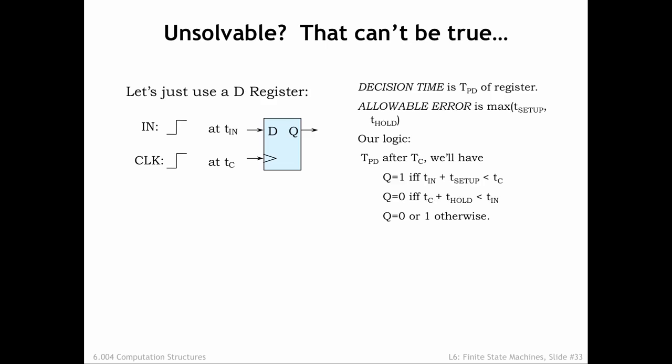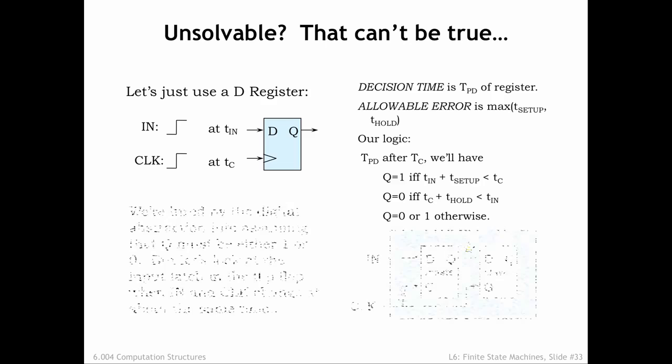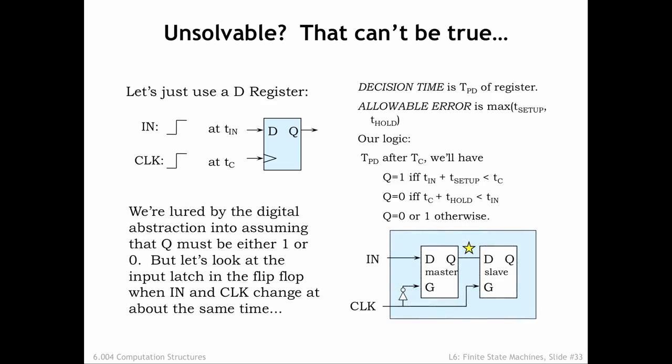If in transitions during the setup and hold times with respect to the rising edge of clock, we know we've violated the dynamic discipline, and we can't tell whether the register will store a 0 or a 1. But in this case, our specification lets us produce either answer, so we're good to go, right? Sadly, we're not good to go. We're lured by the digital abstraction into assuming that even if we violate the dynamic discipline, Q must be either 1 or 0 after the propagation delay. But that isn't a valid assumption, as we'll see when we look more carefully at the operation of the register's master latch when D and C change at about the same time.